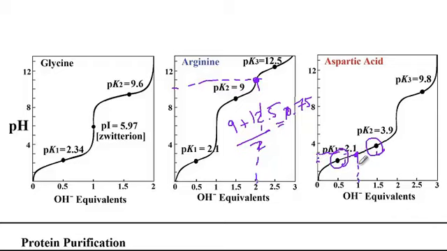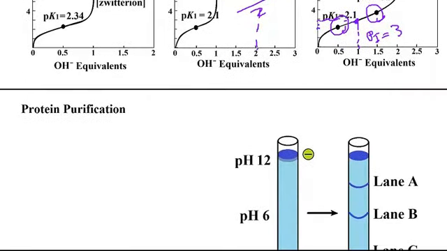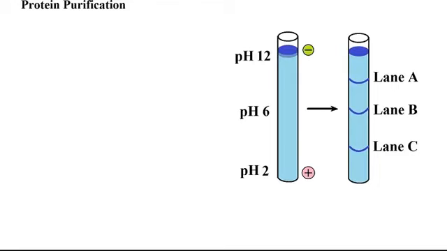All right, and so that would be the isoelectric point of the aspartic acid. The next concept that I would like to discuss with you is protein purification. Based on their isoelectric point, we can run proteins on a pH graded gel. Here you can see that we have a gel column where on top we have a pH of 12. As we go deeper, there will be a pH of 2.